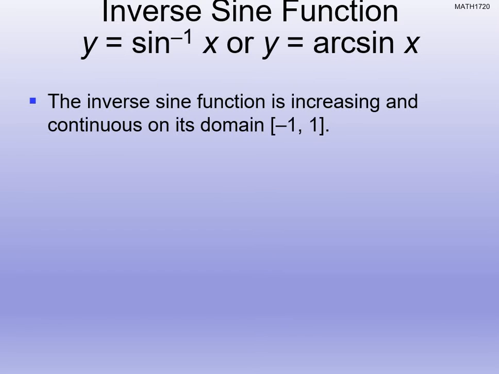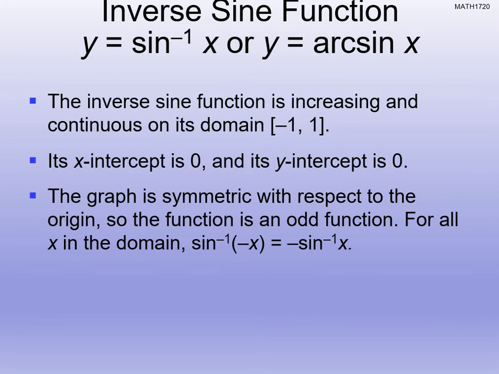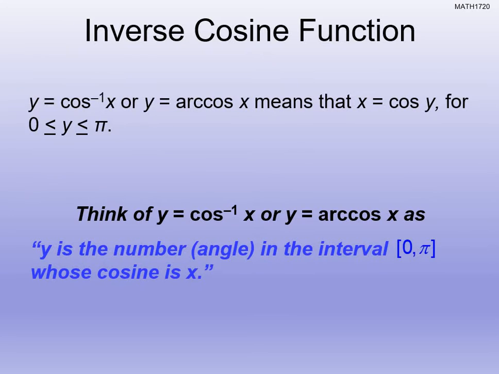So if we want to take a look at it, it's increasing and it's continuous on its domain. It has x-intercepts of 0 and its y-intercept is 0, essentially the origin here. And so for all x in the domain, sine inverse of -x is negative sine inverse of x. That's kind of like one of the identities we had last chapter as far as getting rid of the negative in the argument.